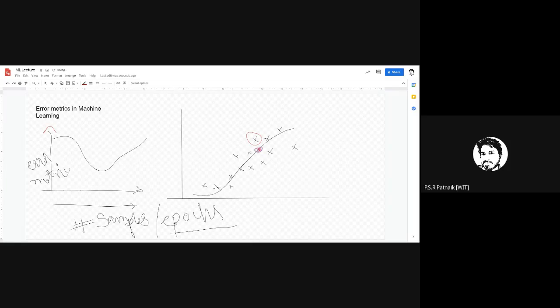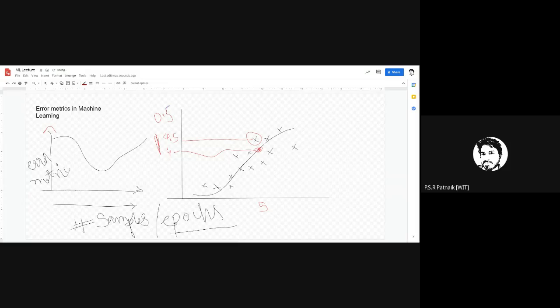Now let us suppose this is x equal to 5. Forget that I'm drawing a straight line, just forget about the drawing. The expected value is 4.5, and the predicted value which I got is 4. So what is the difference I have here? The difference is 0.5.